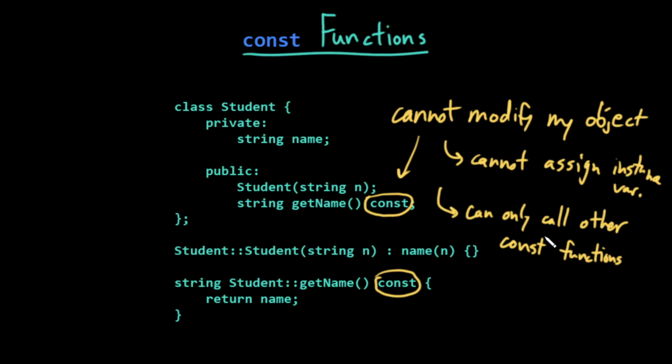The reason for this is that even if I call another function, if that other function isn't const, I've now potentially modified my object. So that defeats the purpose of the const here. So this const here guarantees us that this object will not be modified after calling this function. So it cannot modify anything, and it cannot call any other functions that can modify stuff. So it can only call other const functions.